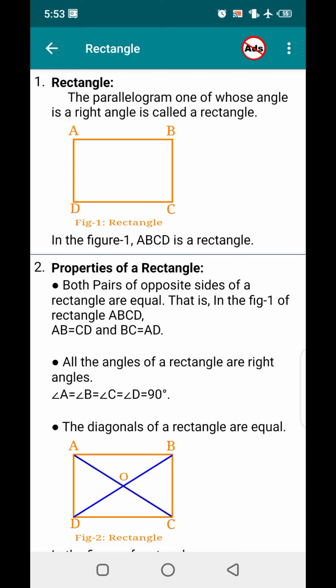In this lecture, we will discuss the rectangle, its properties, and how we can find the perimeter of a rectangle, as well as the area of a rectangle, and some basic information about perimeter and rectangles. So here is the definition of a rectangle: a parallelogram, one of whose angles is a right angle, is called a rectangle.